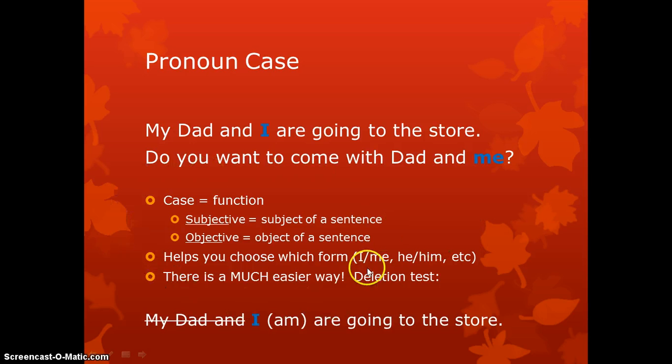So again, the case is good information, but I've got a much easier way for you to figure it out. All you have to do is delete the compound subject. Make it a single, simple subject. I. And then you have to change the verb because you're going from plural to singular, but don't change it in the sentence. You just know that, oh, I am makes sense, so my dad and I are makes sense. Does it make sense? I hope so, because this is a much, much easier way to do it.